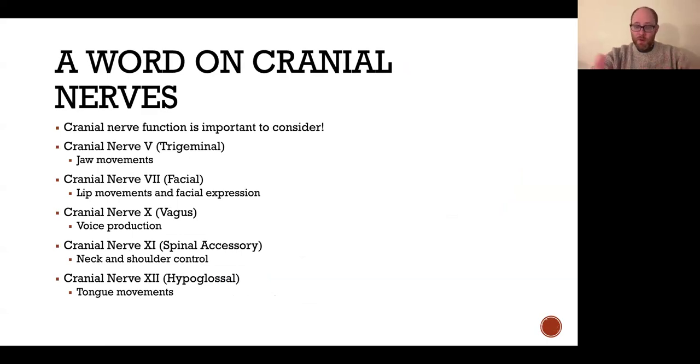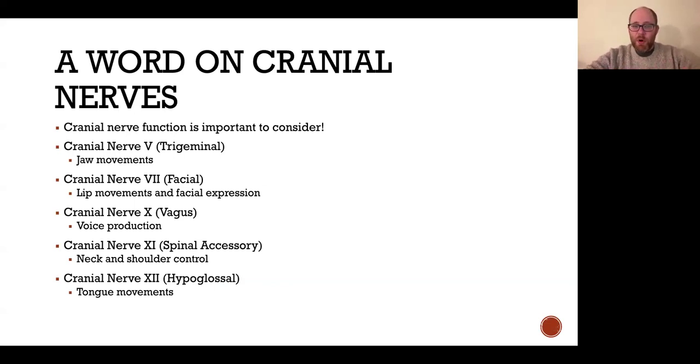As far as cranial nerves go, since we are talking about that, I just wanted to go over a little bit of information for you on that with this presentation, because cranial nerves are very important to consider when you're looking at motor speech disorders. The ones that are involved in your speech production system include your 5th, 7th, 10th, 11th, and 12th nerves. In order, those are the trigeminal, which controls your jaw movements, and your facial nerve, which controls lip movements and facial expressions, which is very important in our extra speech conversation, but also in some other languages. So like American Sign Language is heavily based on facial expression.